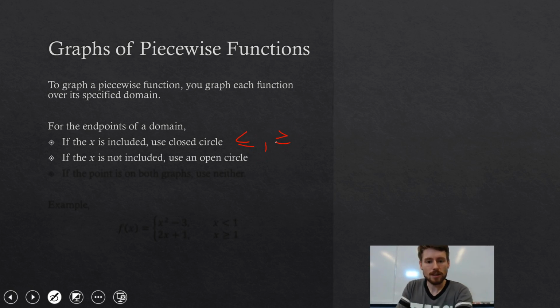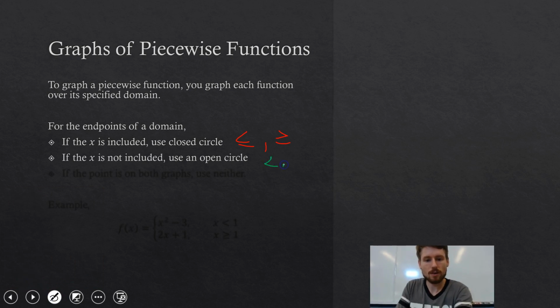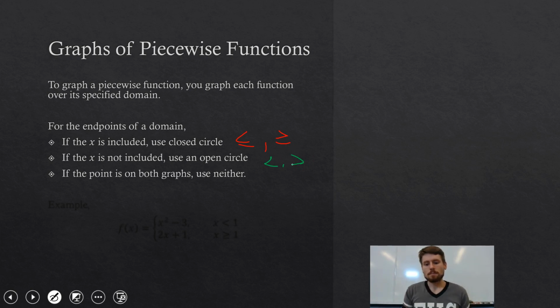If it's not included, that'd be a less than strictly or greater than strictly, then you're going to use an open circle. And if the point is on both graphs, meaning the graphs are going to meet, they'll collide at that point, then you don't use the circle at all, you just connect the graphs together. So you don't need to use an open or closed circle when they meet up.